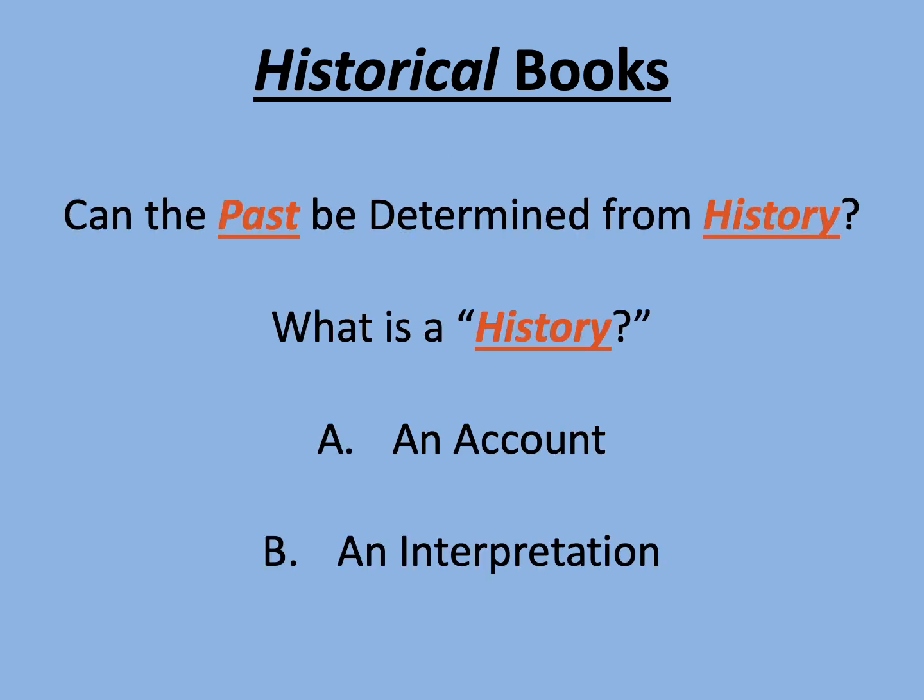The key question then that we have to ask is whether or not the past can be determined from history. Can we discover what really happened from an account of what really happened? But therein lies a problem, and that is that a history, a record of what happened, is not just an account, it's not just a record, it's not just a list of the facts. It is, because it's recorded by human beings, by nature an interpretation of what happened.